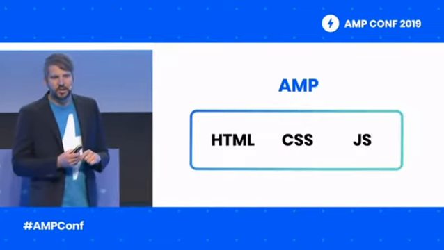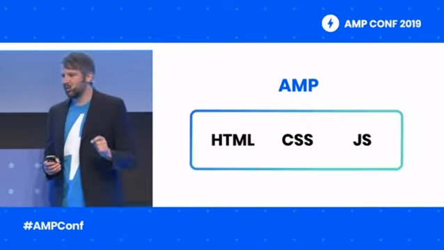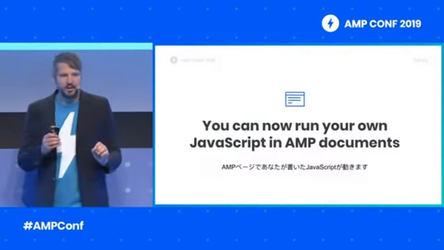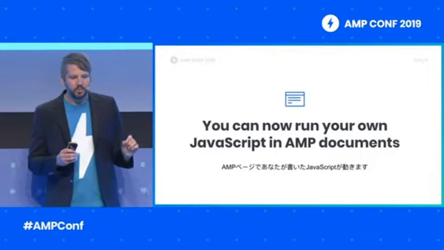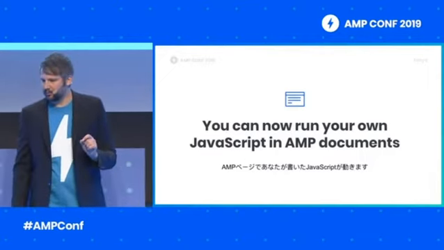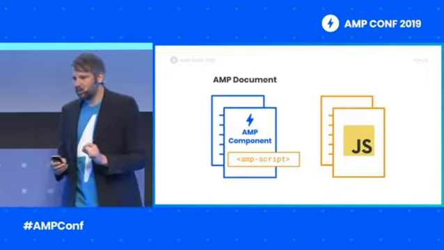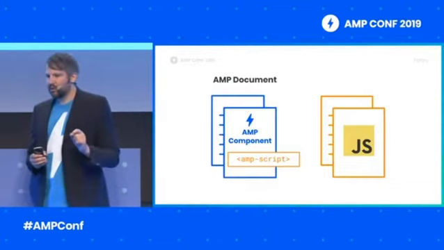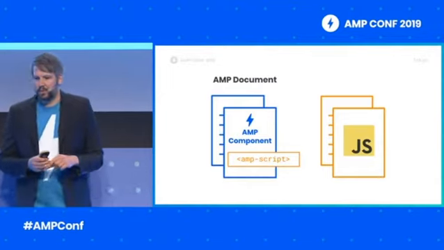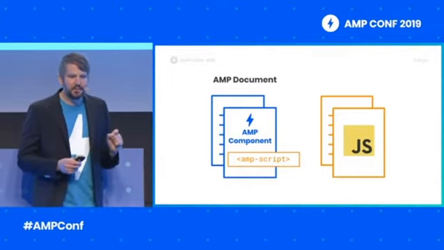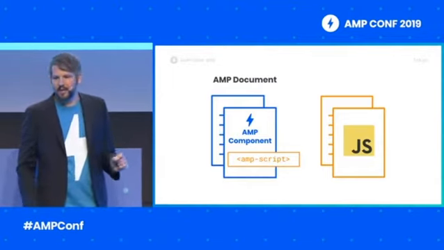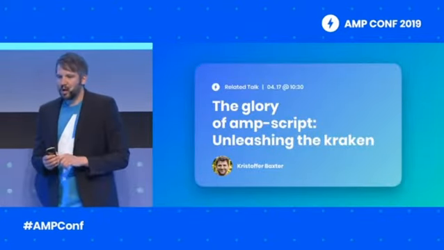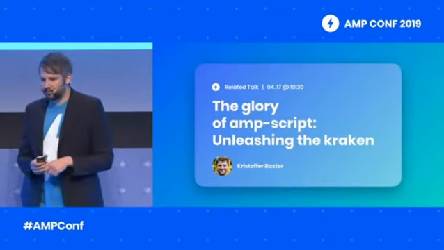Based on a revolutionary technology called Worker DOM, full JavaScript integration is coming to AMP. So just to make this absolutely perfectly clear, you can now run your own JavaScript in AMP documents. On the surface, we're introducing a new extension called AMP Script, and it allows you to run your own JS inside the document. There are, of course, this being AMP, some rules to keep things safe and fast. This is a big topic, so check out Chris's talk about AMP Script right after this keynote.